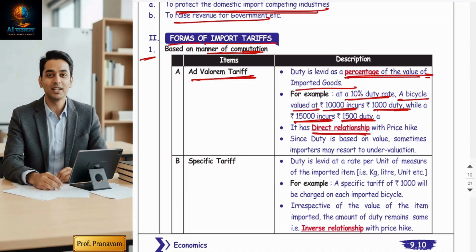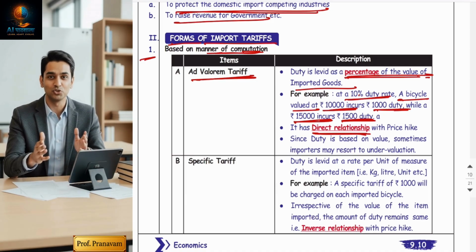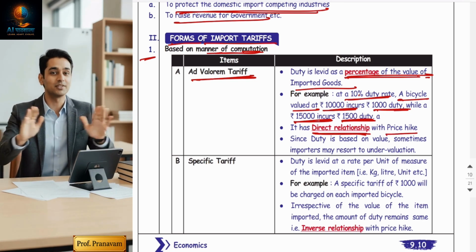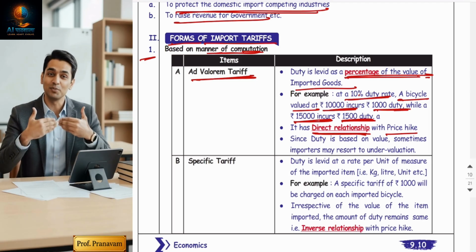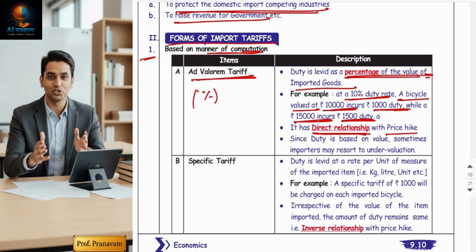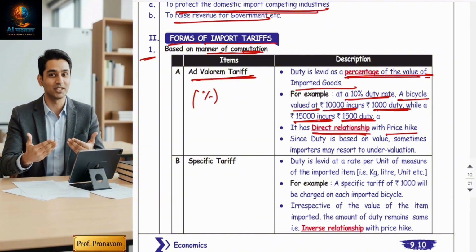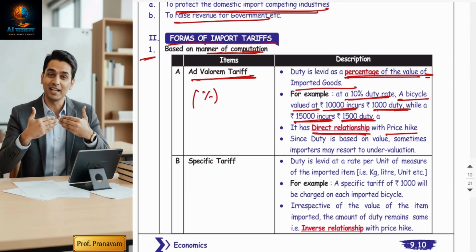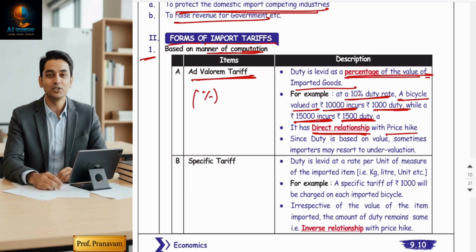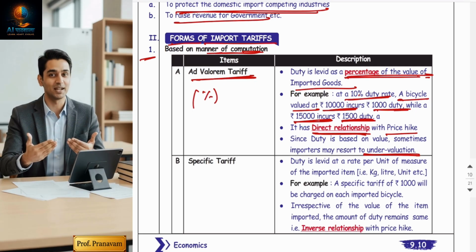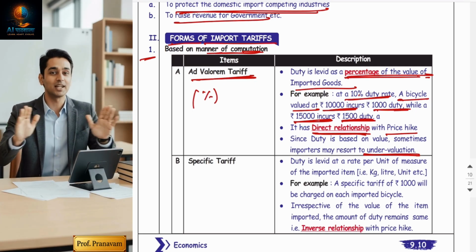Ad valorem tariffs have a direct relationship with price hikes. Very logical: tariff on a percentage basis, a percentage on the value of the product. But there is one problem with ad valorem tariff. Because duty depends on value, importers may undervalue the goods and show lower prices to reduce the duty.